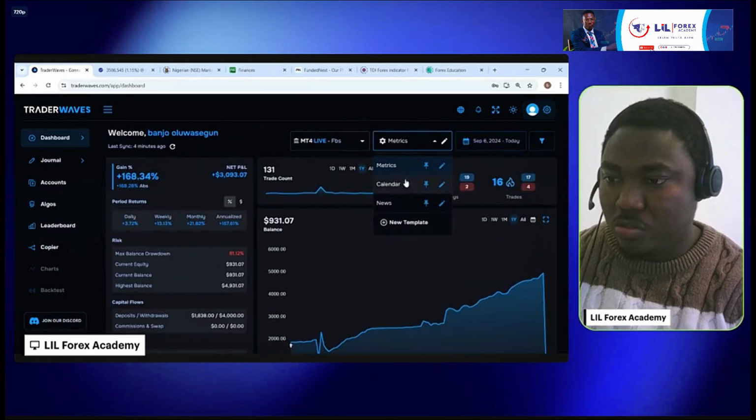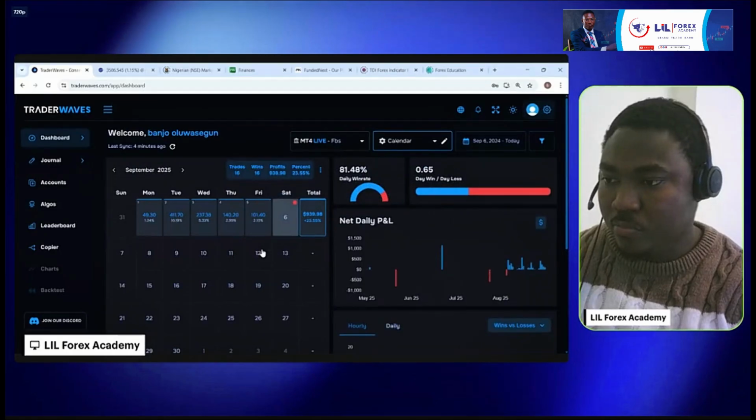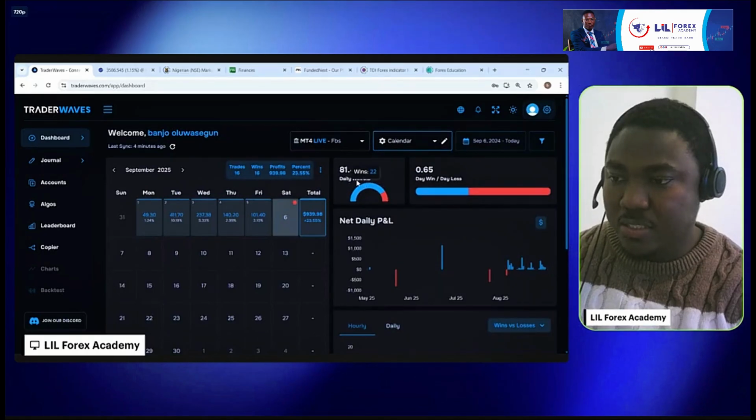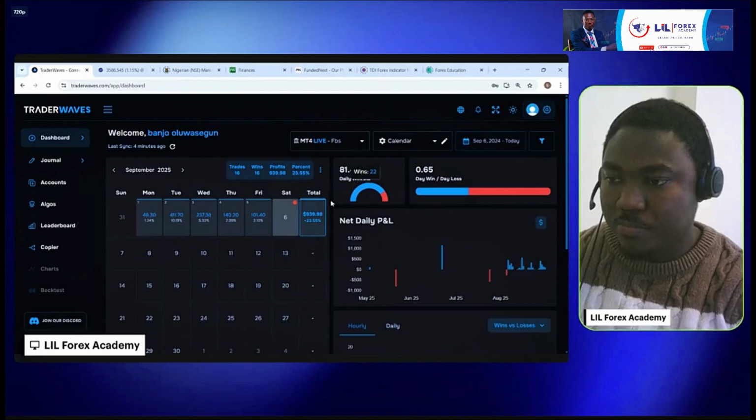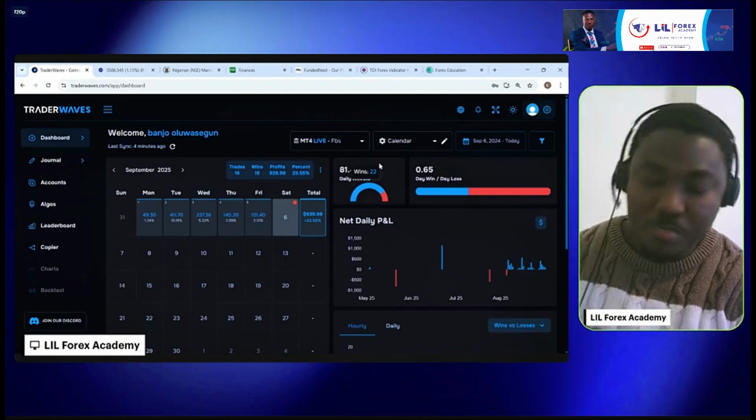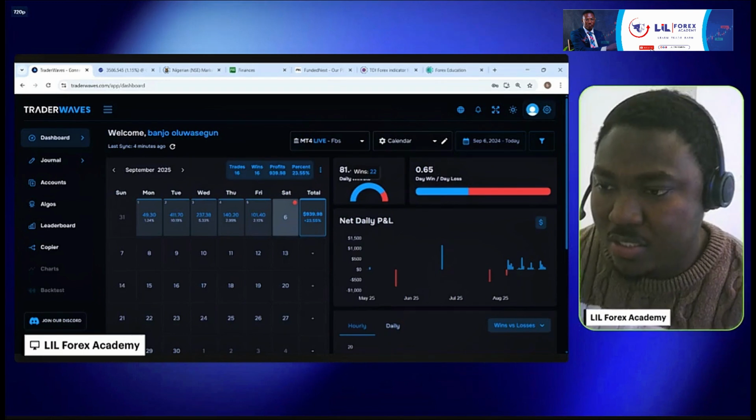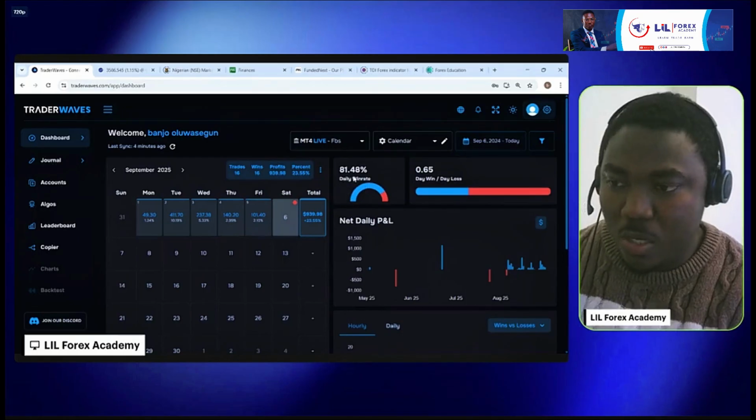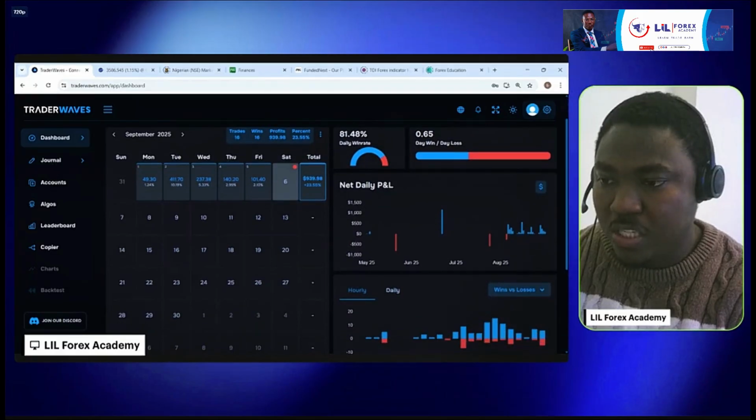All right, so let's go back to the calendar to see. Now, this one is giving us more information. So daily win rate is 81 point, what is this? 81% or whatever. And average winning days is 0.65. I don't know what this means really, but you can see that most of the time I win 81.4% of any trade I take in that day. Okay. And net daily profit or loss. So you can see the day I made a loss on the account, and when I made profit.